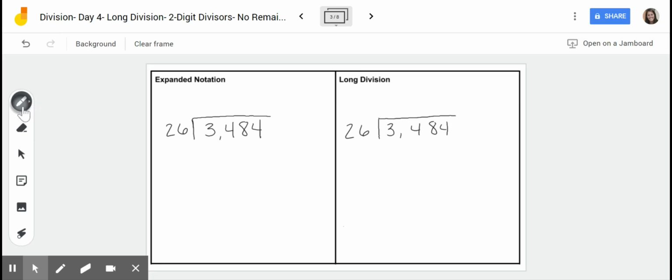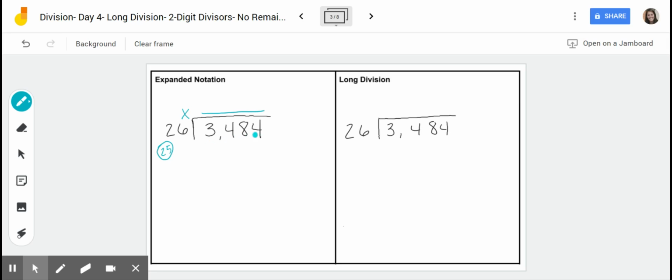Looking at the first problem with expanded notation, we follow the same process. We're thinking about 26 times what number will get us close to 3,484 without going over. To help me think through this, I'm going to think about 26 in relation to 25. 25 is an easy number for me to multiply by, so I'm going to keep that number in my head as I'm trying to figure out what my partial quotients might be.